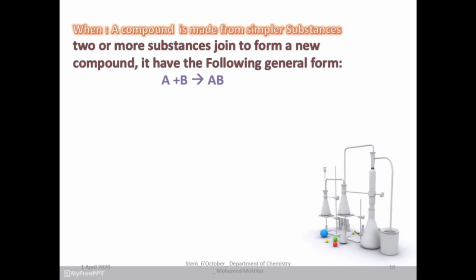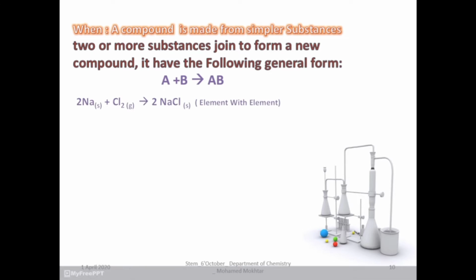When a compound is made from simpler substances, we have A substance, which is simple, and B substance, and they join together to build a compound which is called here AB. I will now show some examples of this type of reaction.